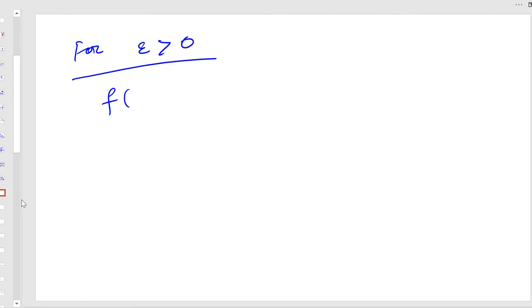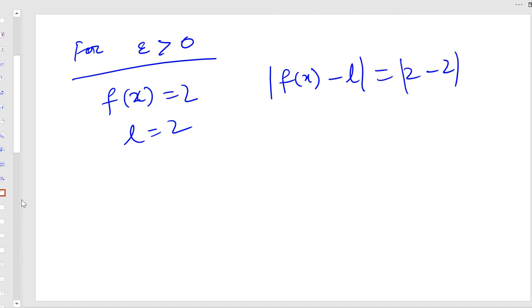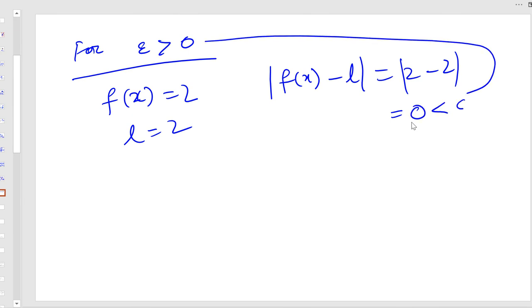Now you have f of x equals 2 and L equals 2 also. So if you write f of x minus L, this is going to be 2 minus 2. It is always satisfying, no? This is 0, and by assumption it is less than epsilon. Whatever the delta value may be, you can take epsilon by 5 or whatever. So for a constant function, the functional value at that point is actually the limit.